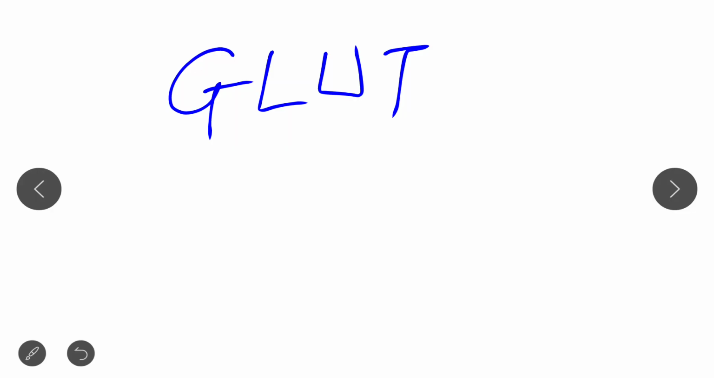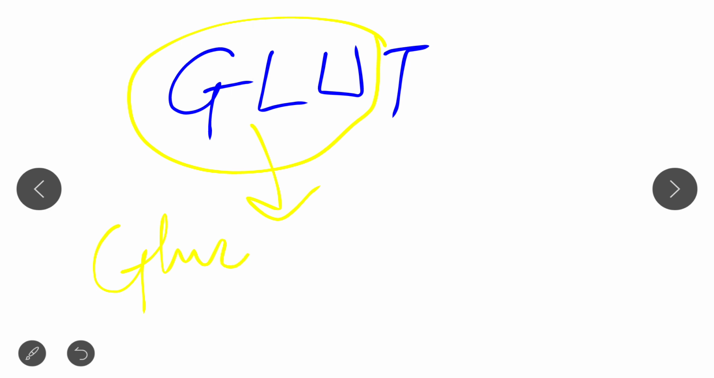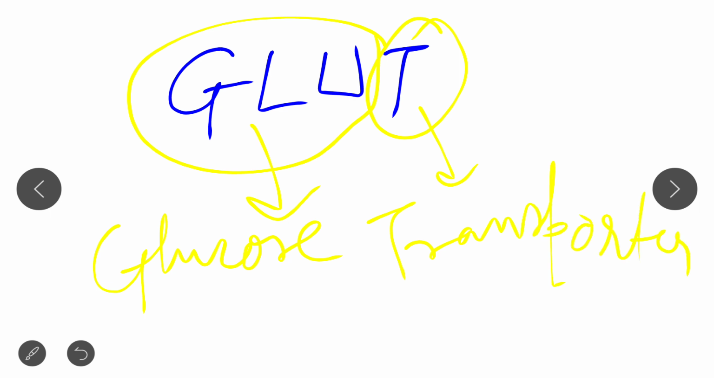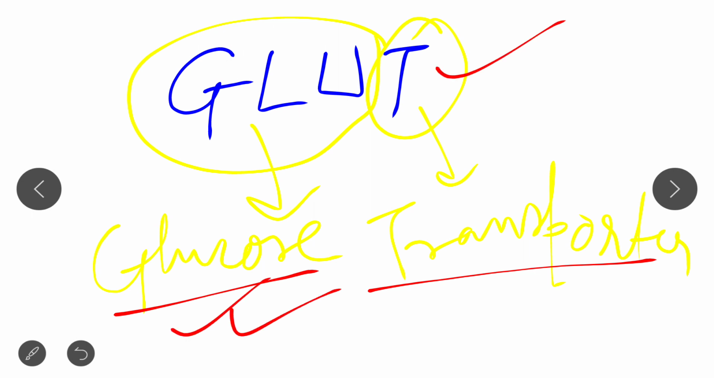GLUT is an example of carrier mediated protein. Here GLU means glucose and T means transporter, so it means glucose transporter. The protein which helps in transport of glucose is known as GLUT. A question will be asked from this point as well. The protein which helps in transport of glucose is known as GLUT protein, and this GLUT protein is an example of carrier mediated protein.